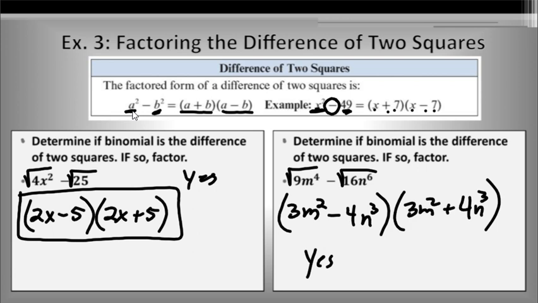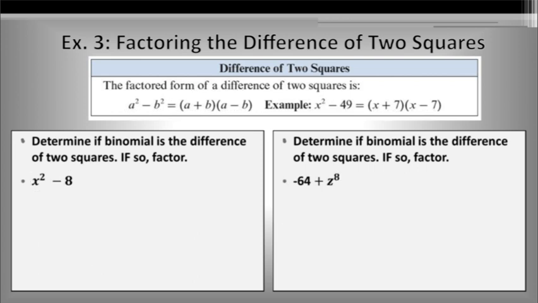So you're just looking to see if you have a perfect square at the beginning, perfect square at the end. If it is, then you can write it as a difference of two squares using this formula. Next one, determine if the binomial is a difference of two squares. 8 is not a perfect square, so no, this is not a difference of two squares.